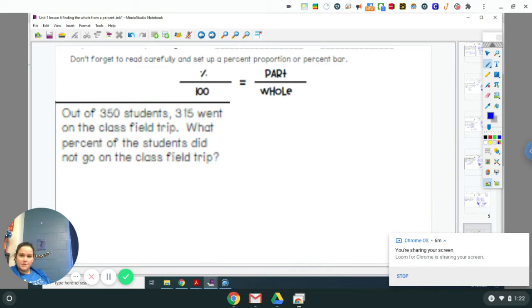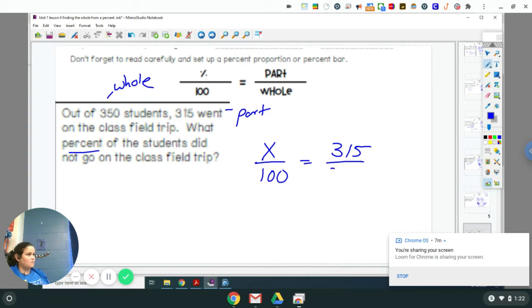Out of 350 students, 315 went on the class field trip. What's the percent? Okay, so it means that this is your whole and this is your part. We're trying to find the percentage. So since we don't know what the percent is, it's going to be X over 100% is equal to the part over the whole.